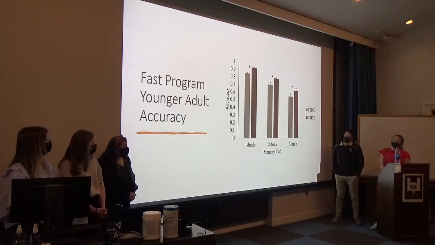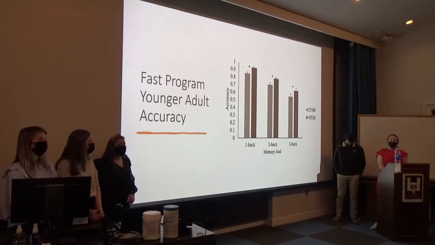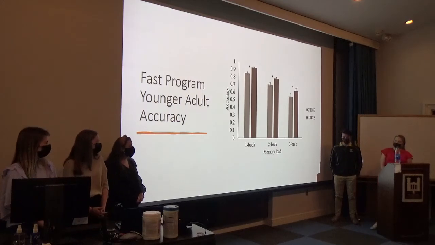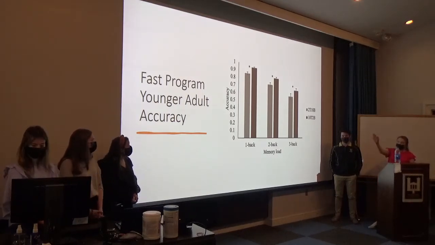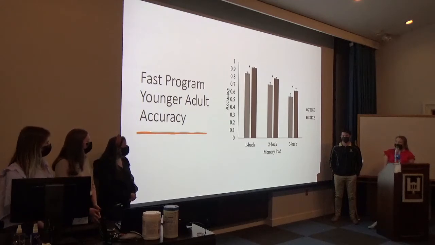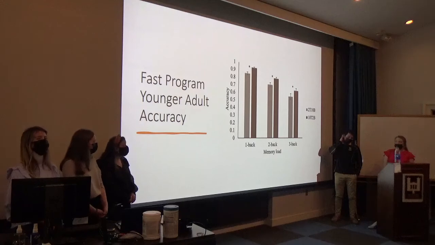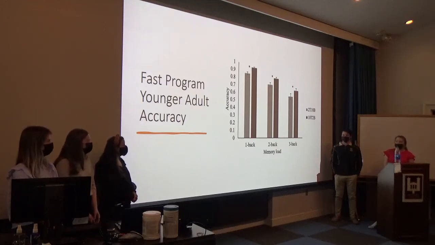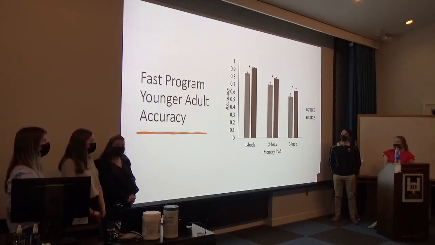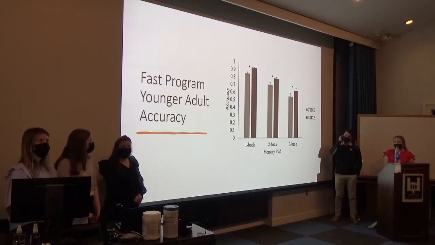And lastly, our fast program, we only tested younger adults. And as you can see, there's still accuracy on the Y and memory load on the X. And the results showed that as memory load increased, accuracy decreased as well. We found significant results for the manipulation of the timing in this program too.